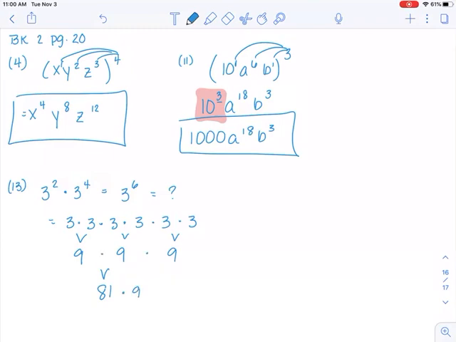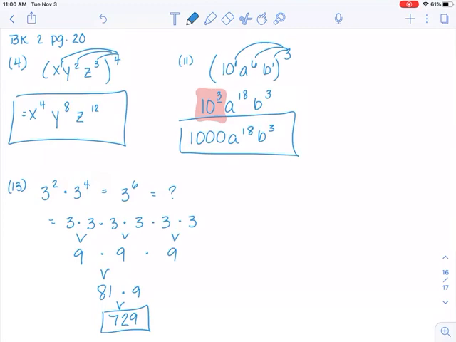And we are multiplying each time. And then 81 times 9 is 729. They want to see this final answer. They do not want this as your final answer. They want to see 729, not 3 to the 6th power. Alrighty? So I hope that helps. If not, let me know.